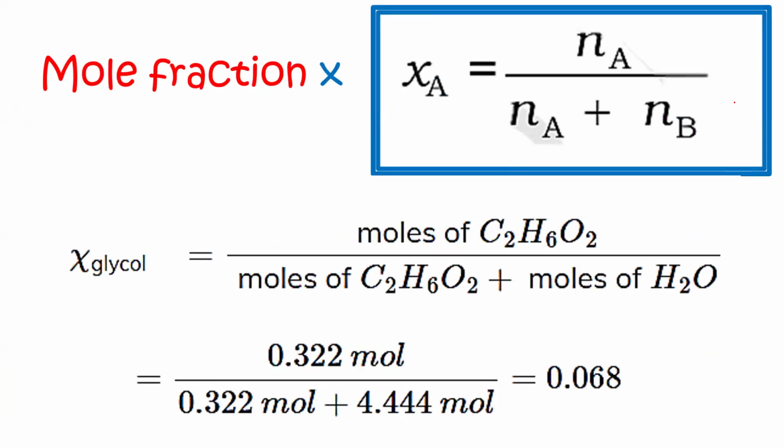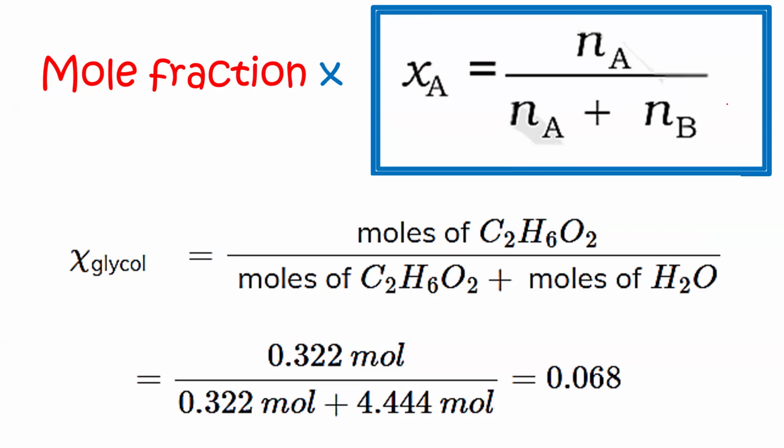So X of ethylene glycol, the mole fraction of ethylene glycol, is equal to compound A, Na by Na plus Nb. What is Na? Na we found is 0.322, and Na plus Nb is 0.322 plus 4.444. So the answer is 0.068. Okay, hope this is clear. Any doubt you can post in the comments, I will answer. So this is the mole fraction.